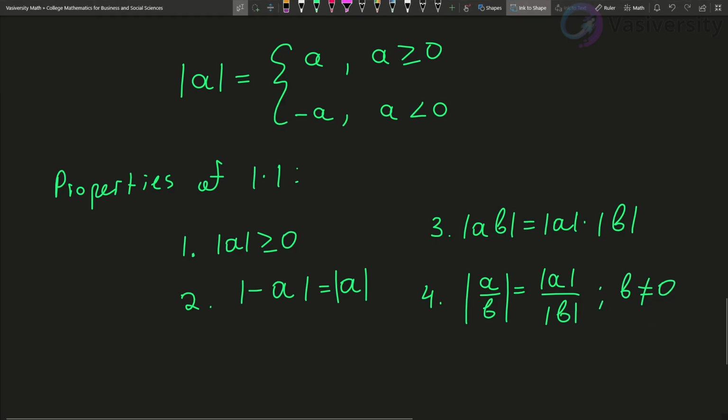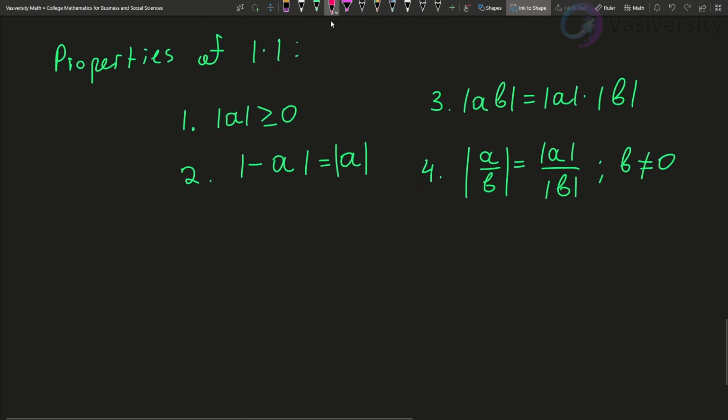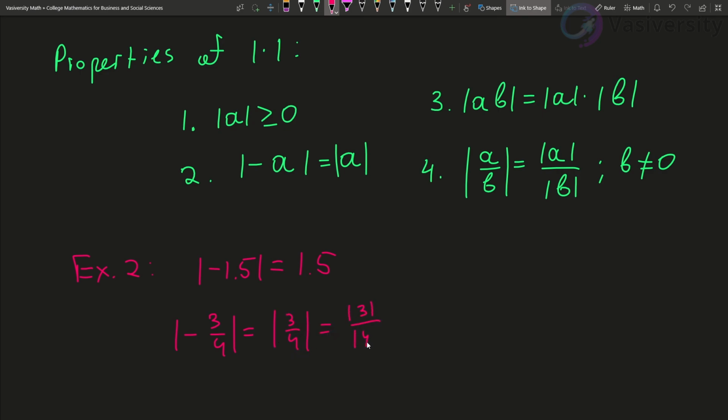Okay, so what would be an example of such? So we can think about example 2. The absolute value of -1.5 is going to be just 1.5. Okay, the absolute value of -3/4 would be the absolute value of 3/4, which would be the absolute value of 3 over the absolute value of 4. Since both of them are positive, it would be just 3/4.